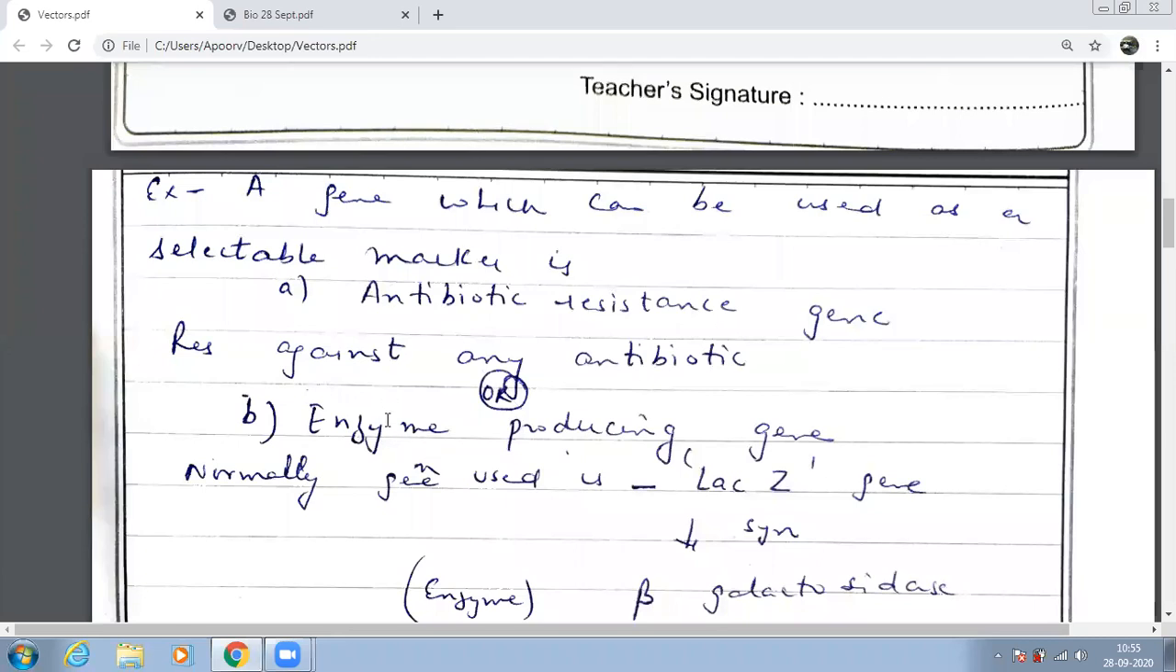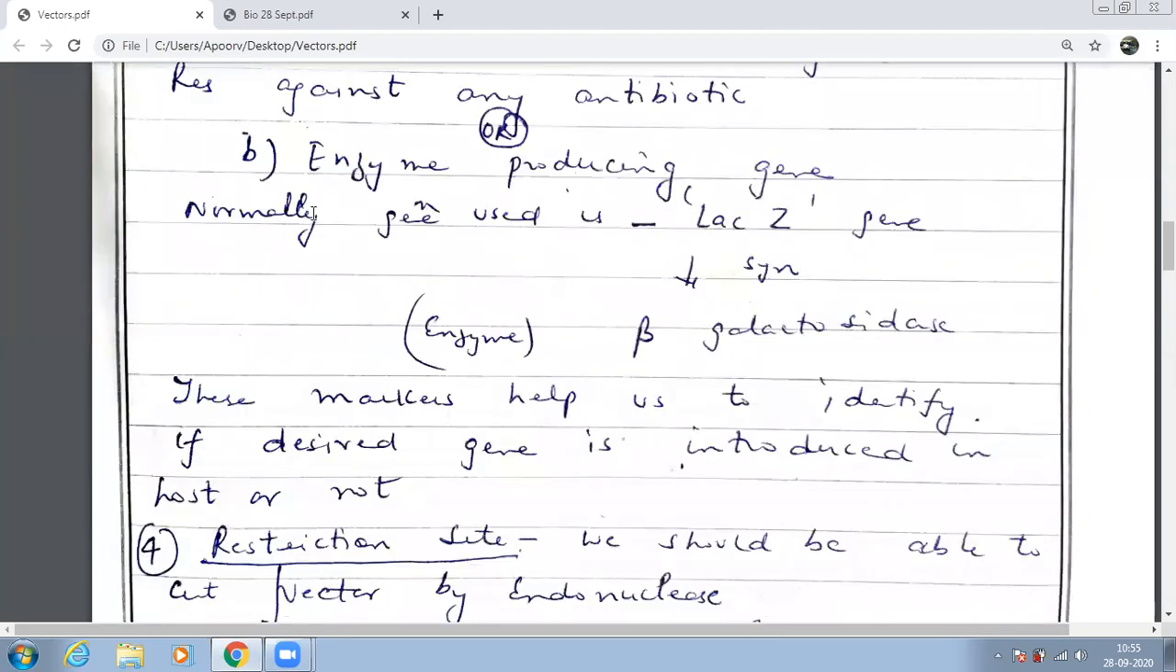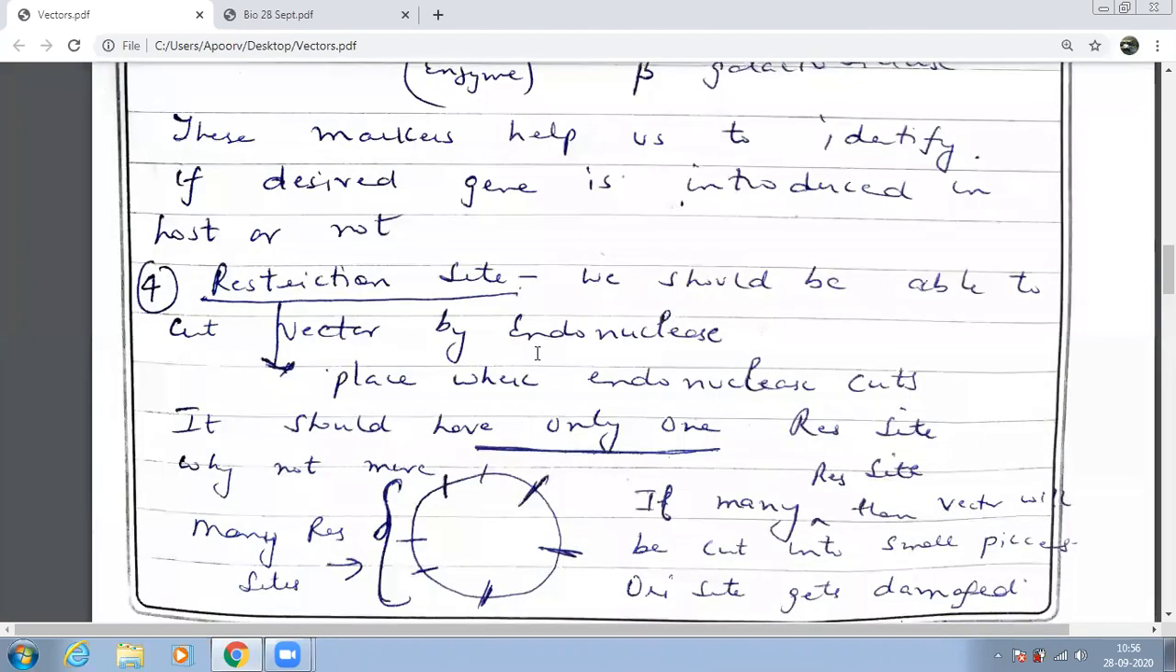I will also share in my next lecture how these markers work, how with the help of a marker you find out whether your gene is inserted or not and where it is. In the next class, I'll take up this part. So we have taken these antibiotic resistant genes. Normally the gene used for enzyme producing is LacZ, which secretes the enzyme beta galactosidase.